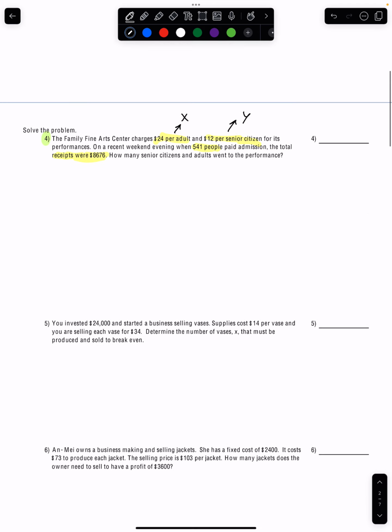And since we know the amount of people, it's going to be x plus y is equal to 541, because we were given that the total amount was 541. So that means if it was $24 for an adult ticket and $12 for a senior citizen ticket, their total receipts added up to $8,676. This is useful because if we have two unknowns but two equations, we can figure out both of them.